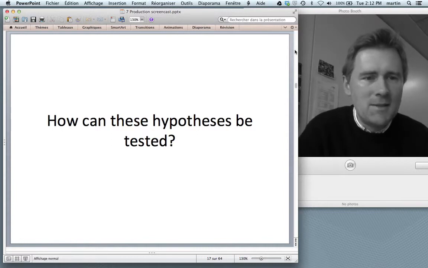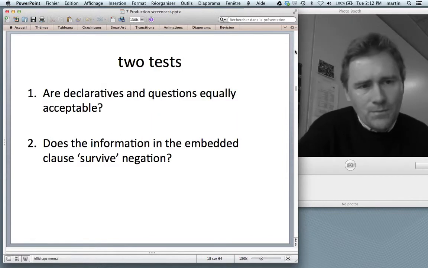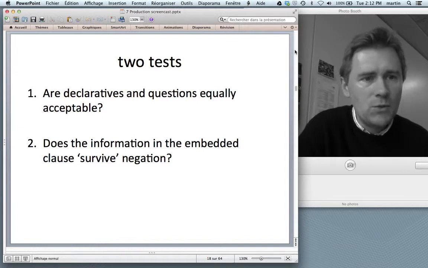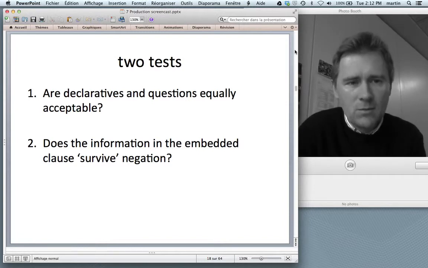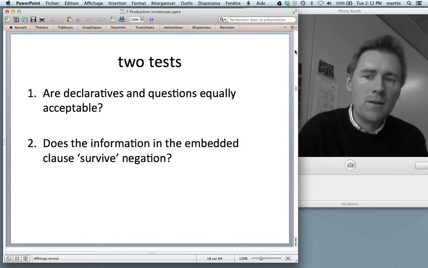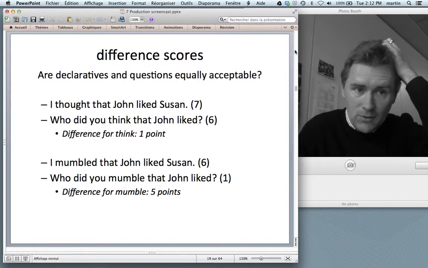How can these three hypotheses be tested? Well, let's see what their predictions are. What does subjacency predict? What does analogy predict? What does BCI predict? Ambridge and Goldberg went about to test the BCI hypothesis on the basis of two tests. Namely, first they asked, for complement-taking verbs like say and think and know and realize and so forth, are declaratives and questions equally acceptable? And second, does the information in the complement, in the embedded clause, survive negation? Let me explain each of these tests in its own terms.